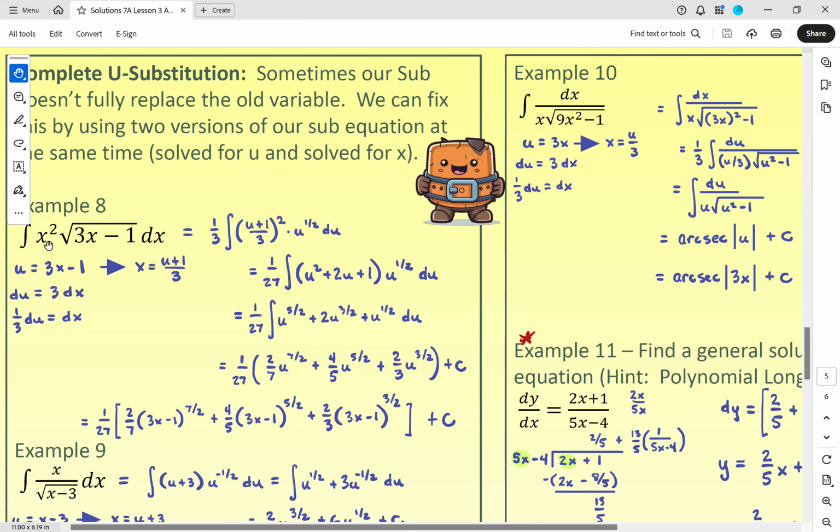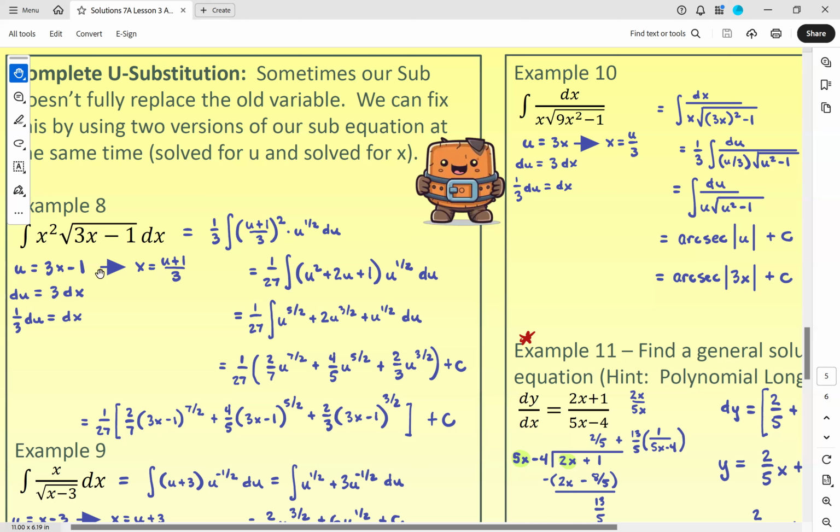But as for the extra x squared, well, what do we do with it? Revisit your u equation. I'm hovering over it right now. Solve it for x. This tells us that x itself is equal to u plus 1 over 3. So we can make this substitution in place of the extra x and then, of course, square it.